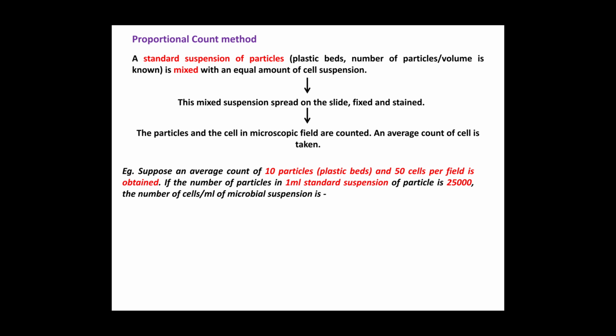For example, suppose an average count of 10 particles and 50 cells per field is obtained. If the number of particles in 1 ml of standard suspension of particles is 25,000, then the number of cells per ml of microbial suspension will be 50 divided by 10 multiplied by 25,000, and it will give us 1,25,000 cells per ml. So this is the proportional count method.